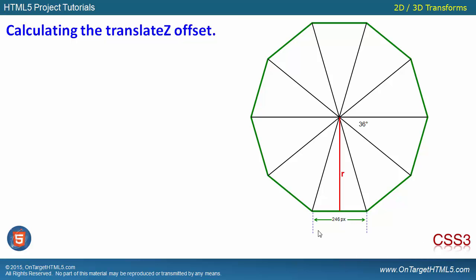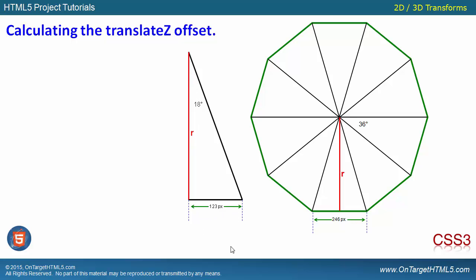So again, here we go. I've got my 246 pixels. I've got my 36 degree angle. I want to get the length of R. So I pull that out, and I say, okay, I've got 18 degrees for half that angle and 123 pixels. So R equals 123 pixels divided by the tangent of 18 degrees.